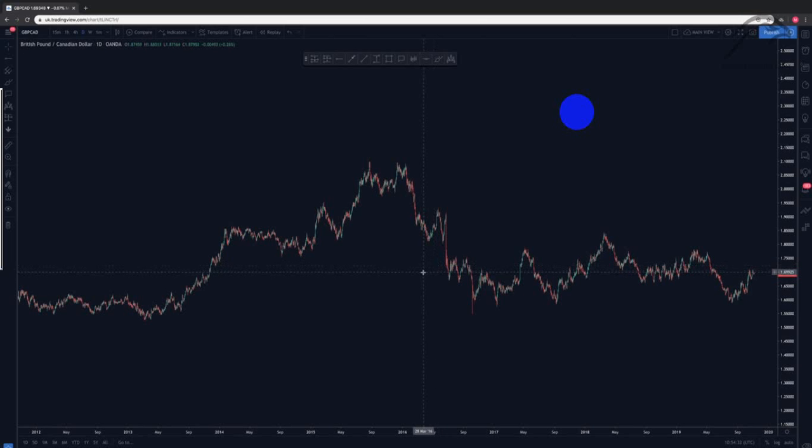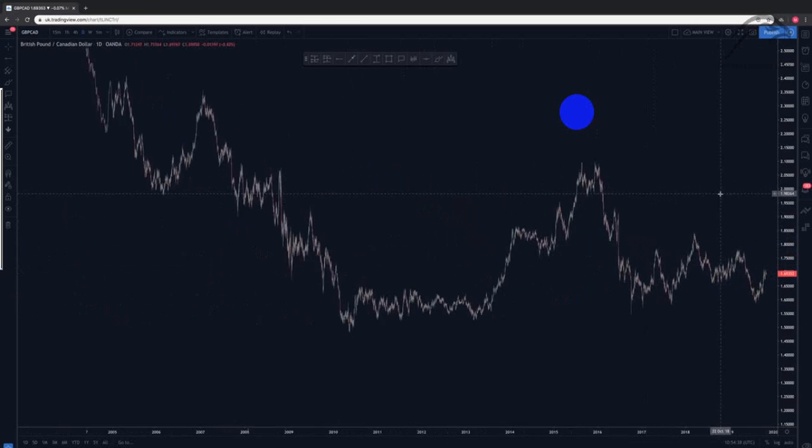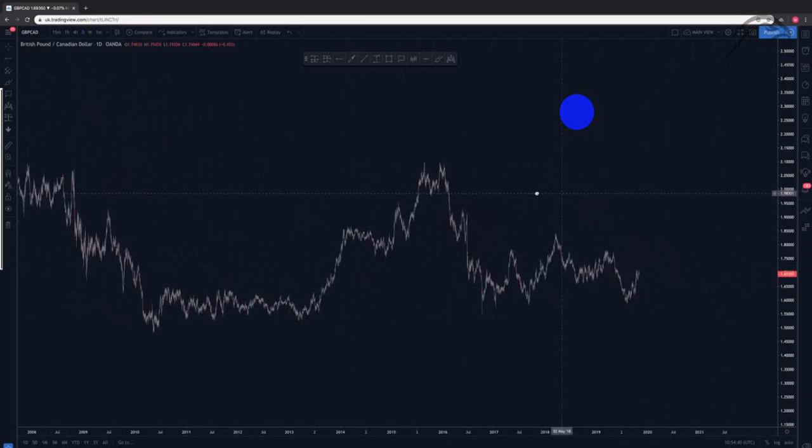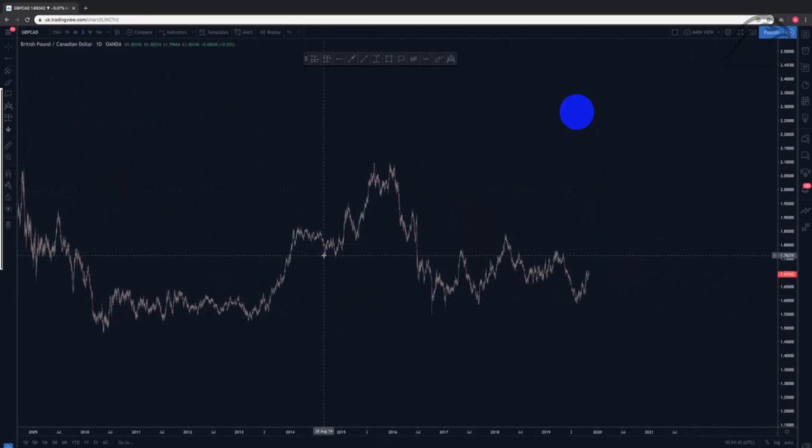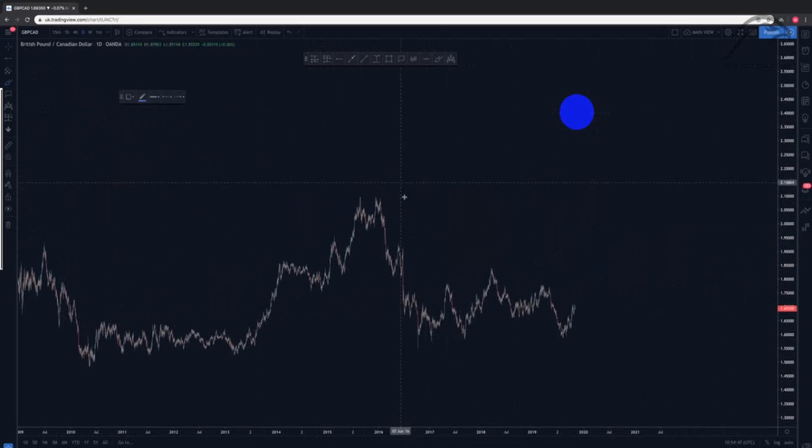Right, so now we're going to talk about evolving and how we evolve with structure and patterns and why it's important. So here we have pound CAD and we're on a daily chart. Before we get into the structure, so you can learn how you can evolve with structures and why it's important, let's take a look at why it happens.